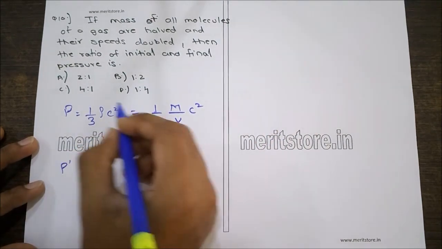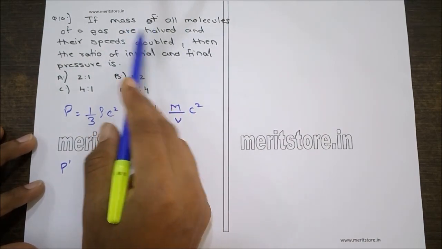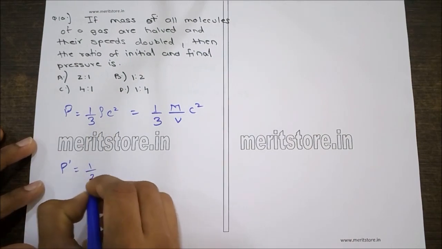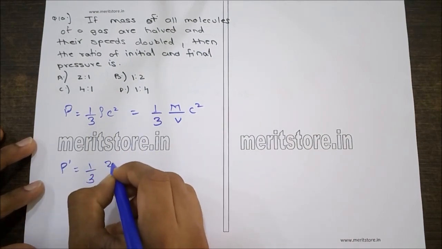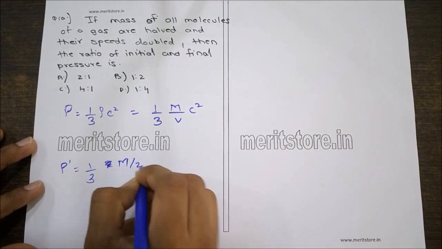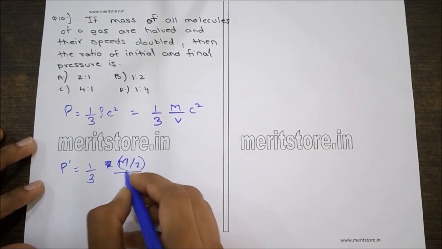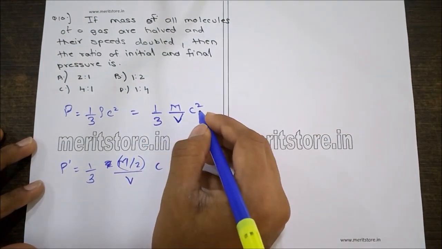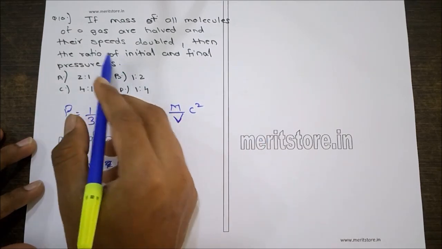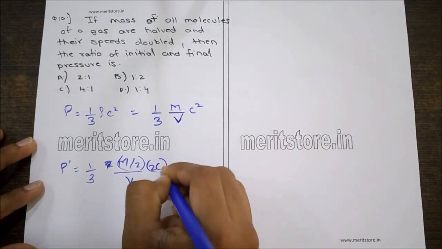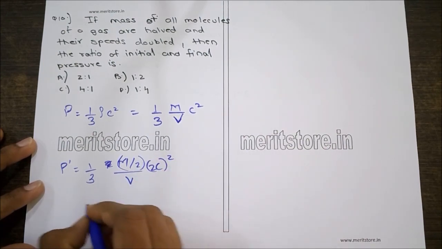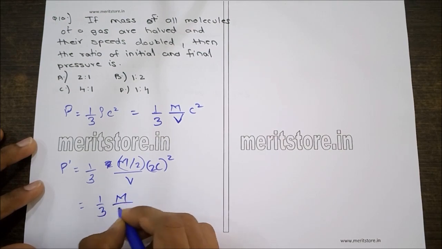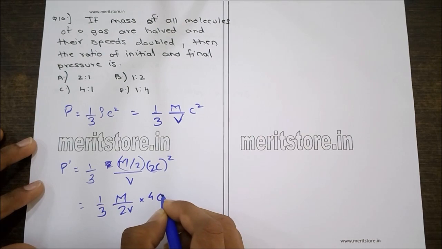Now for the second case, when the mass is halved and the speed is doubled, P dash would be 1 by 3 times m, which can be written as m by 2 since mass is halved, and V is the volume, so it stays as it is. This RMS speed is doubled, so we can write it as 2C, but since it is squared, the whole square, so this becomes 1 by 3 m upon 2V into 4C square.